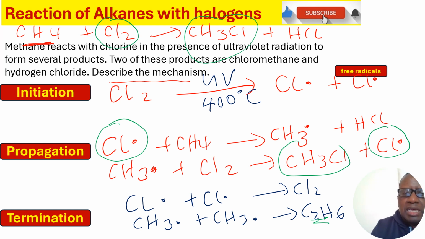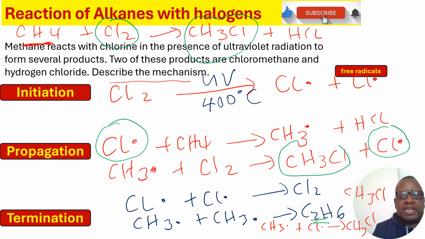Another termination reaction is if a CH3 radical clashes with a chlorine radical, we form CH3Cl, and the reaction stops.